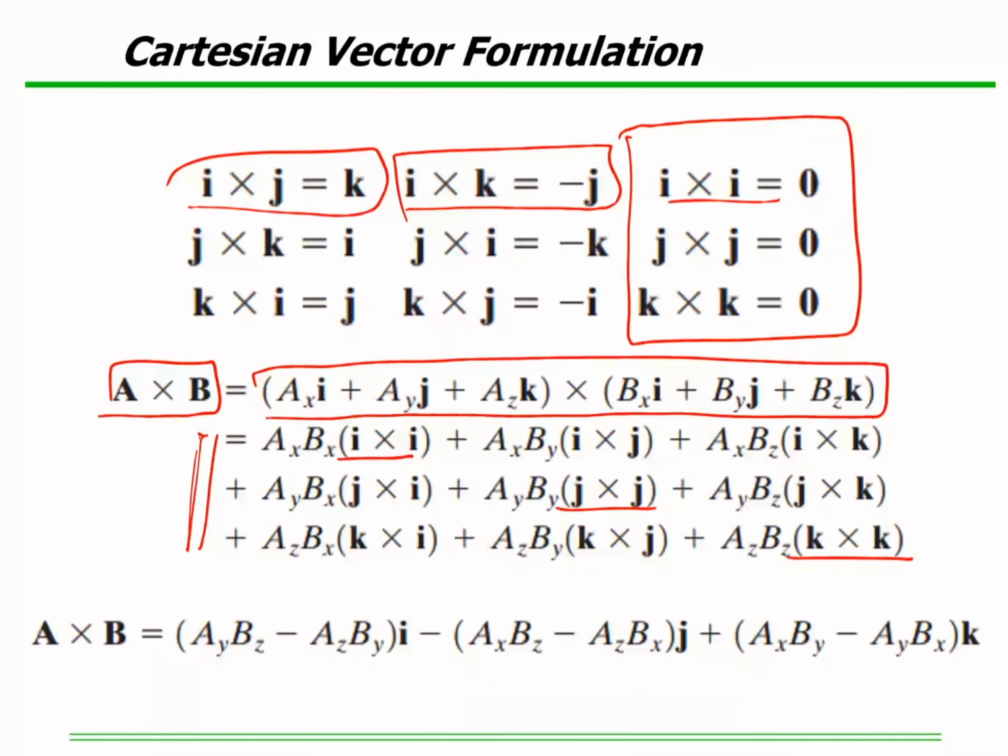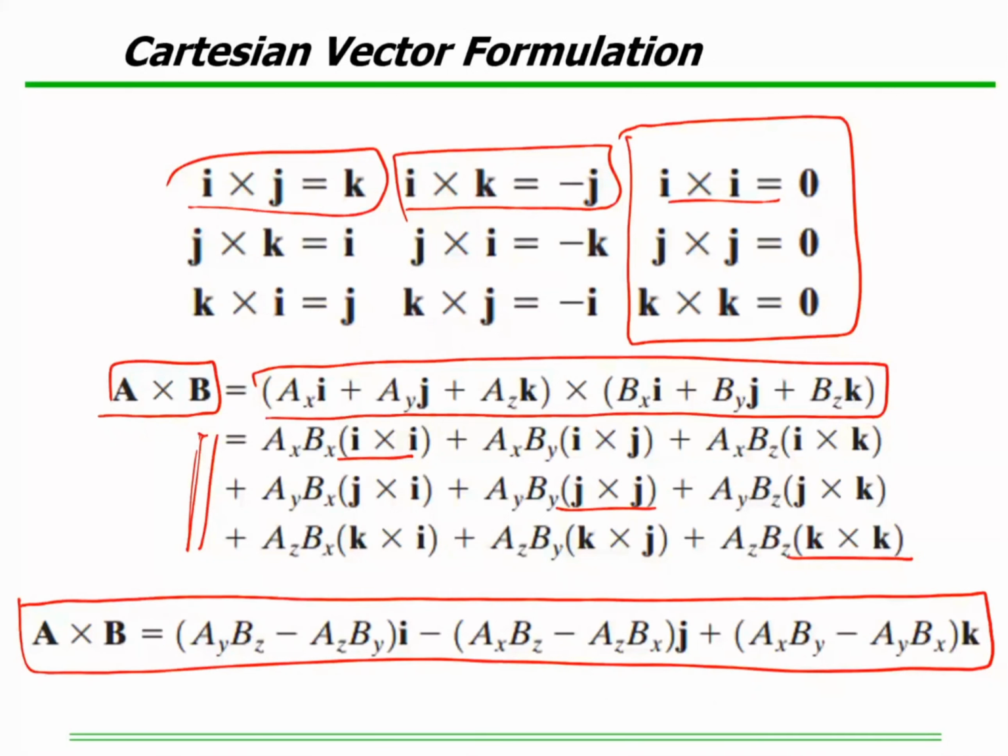My final answer comes out to be this. There's no rocket science, it's easy. You will not be able to memorize it, so don't memorize it, it's A cross B. Let me make life easy for you.